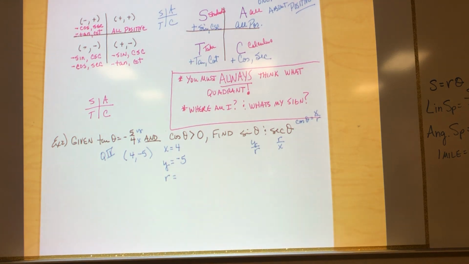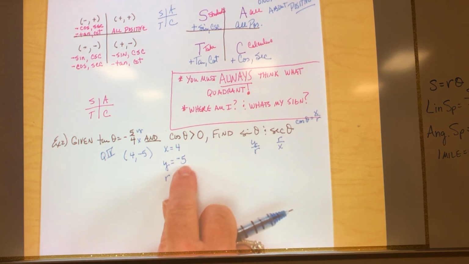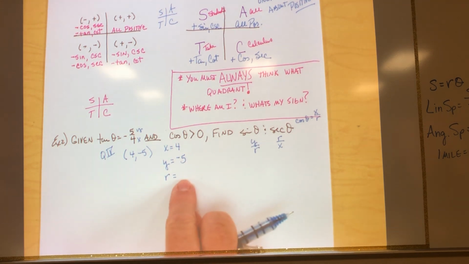Is r 3? No, people, it is not. This is what I was talking about. This is what I was warning you about. They're going to try and trick you, okay? You see the 4 and the 5 and you go, oh, that's a Pythagorean triple, 3, 4, 5? No, that's only when the radius or the hypotenuse is the biggest number, all right? So it can't be a 3.